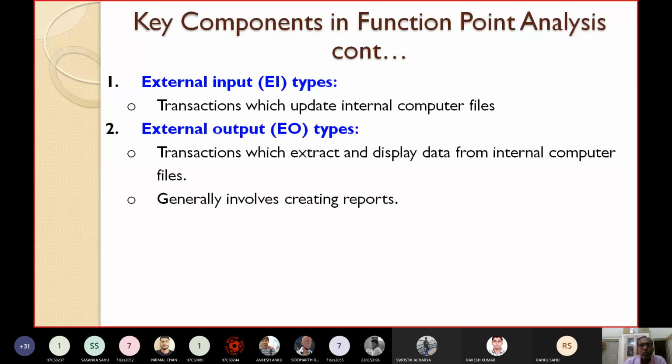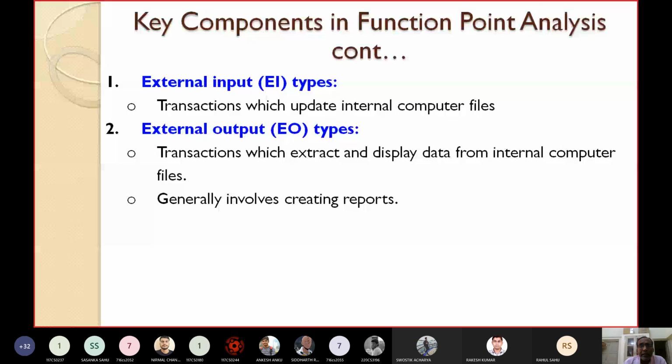External output means, here external outputs are of 2 types. Let's see the external output types. These are the transactions, just normal output, which extract and display data from internal computer files. It is a very simple output which can display the data from the internal computer files. So generally it involves creating reports or printouts.